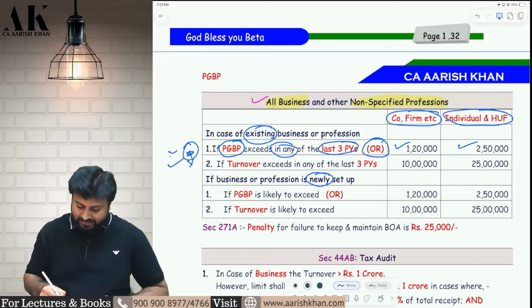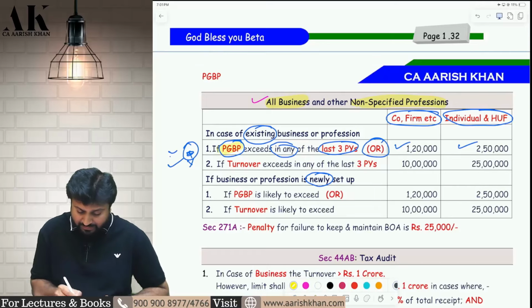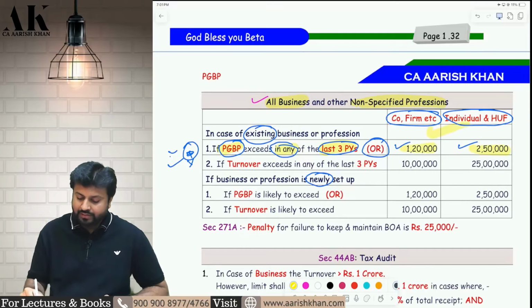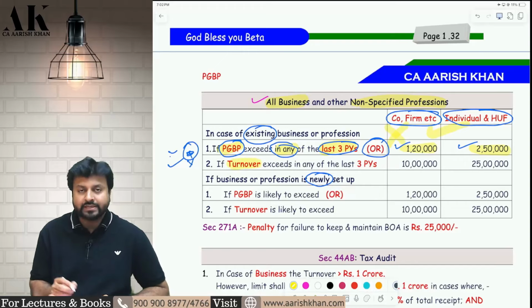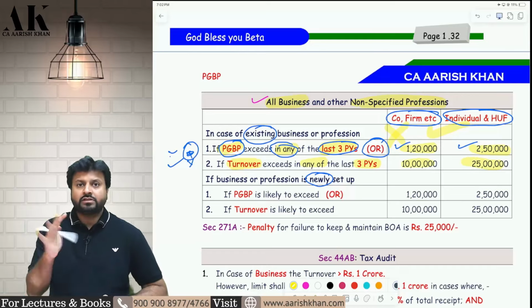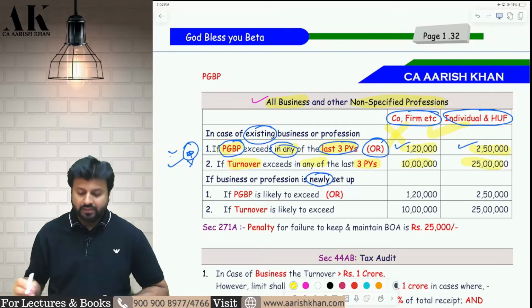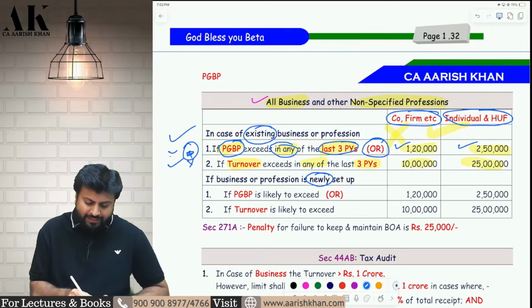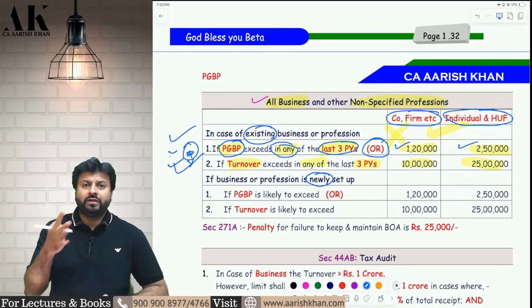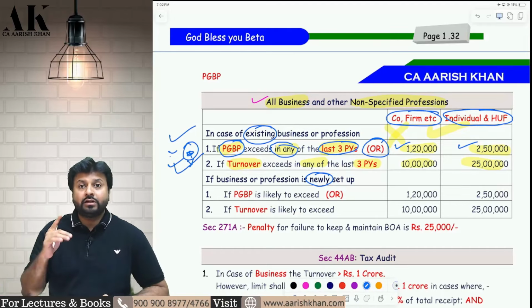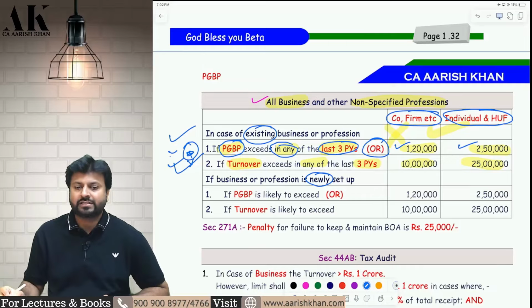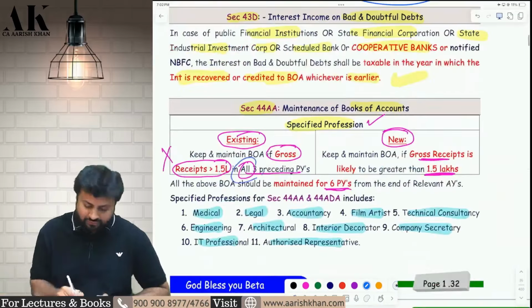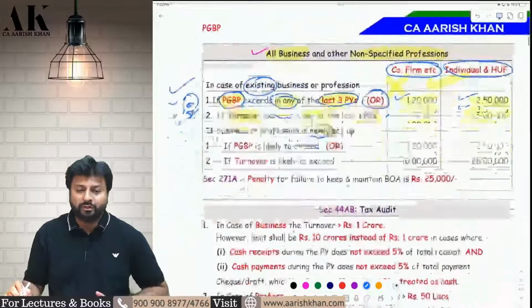If your PGBP exceeds what? Check here. If your PGBP in any of the 3 years exceeds 1,20,000 or 2 lakh, maintain the books, don't check the second limit. If the first condition is not fulfilled, then you check the second one. If the turnover in any of the last 3 years exceeds 10 lakh or 25 lakhs, you have to maintain the books of accounts. So either you have to fulfill the PGBP criteria or the turnover criteria, not both. That too you have to fulfill in only one of the 3 years, unlike the specified profession, where you have to fulfill for all the 3 years. I hope it is clear to all of you.